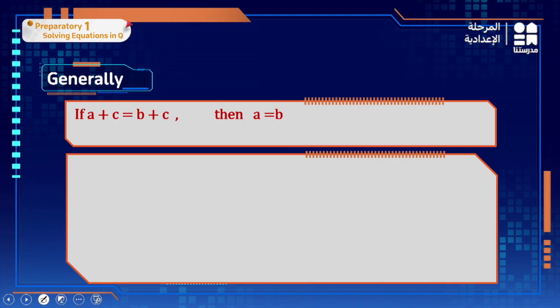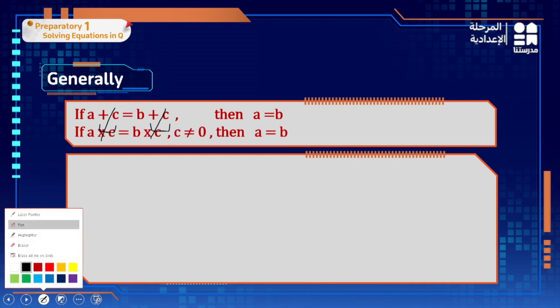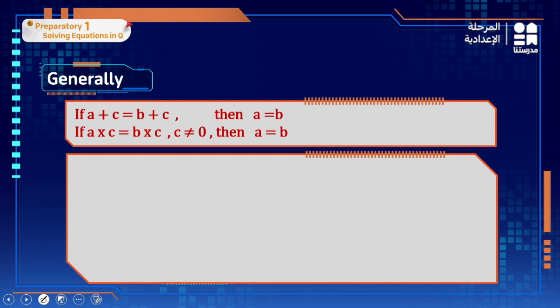Generally, if a plus c equals b plus c, then a equals b. The repeated number here, I added c to both, so we can cancel c from both, so a equals b. Second one, if a times c equals b times c, and c is not equal to 0, then a equals b. Also, we can cancel c from both sides, or divide by c on both sides.